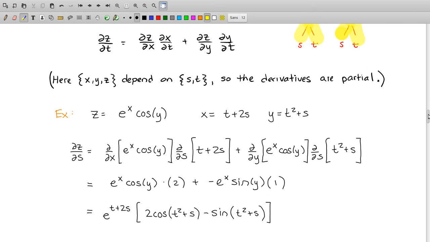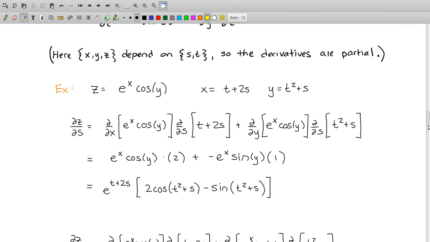So let's go ahead and do an example. Suppose I have this function here, z equals e to the x cosine y, and both x and y depend on two underlying variables, t and s. So now I want to compute the partial derivative of z with respect to s. So I have the x derivative of z times the s derivative of x, plus the y derivative of z times the s derivative of y, for the s derivative of z.